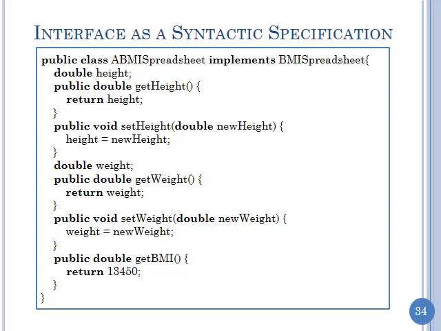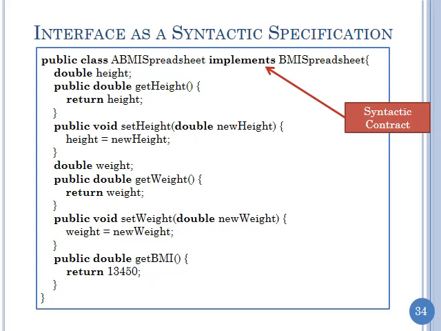Okay, it's implementing, it's got the getBMI method. It's not doing the right thing, what you expect, but it's still got the getBMI method. So just because you implement the interface doesn't mean you've done it right. Okay? And maybe this is a syntactic contract.